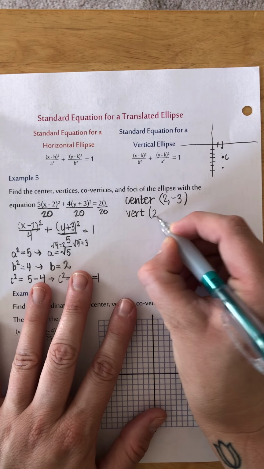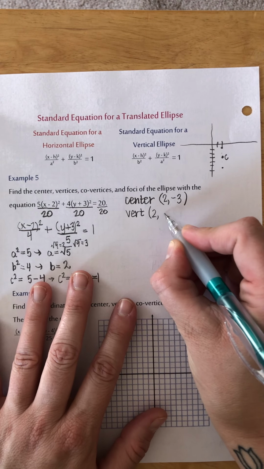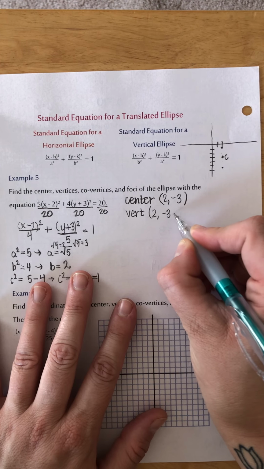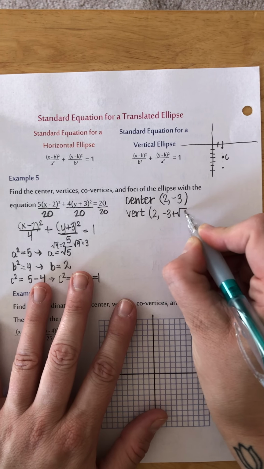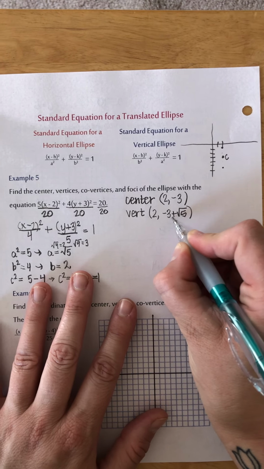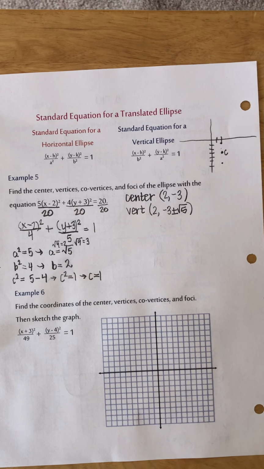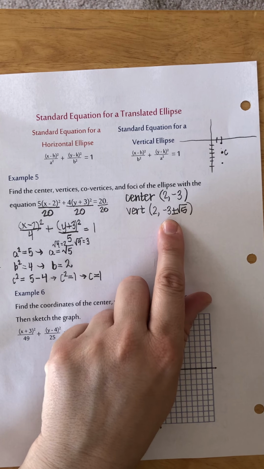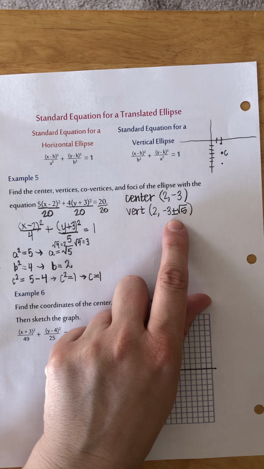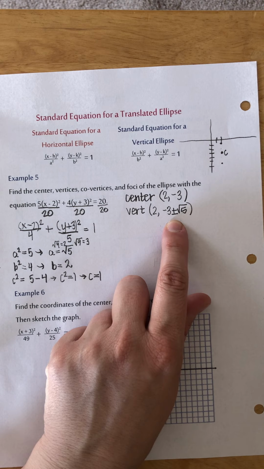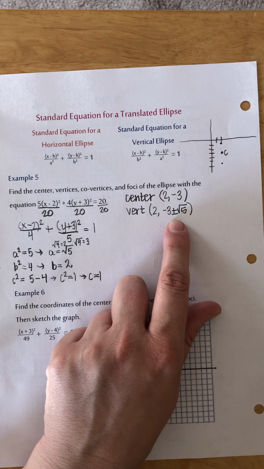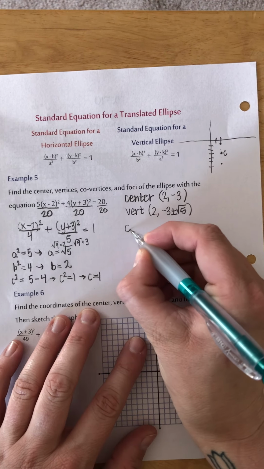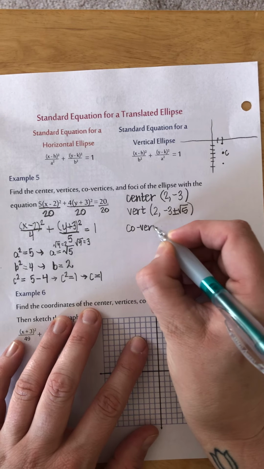So the 2 is going to remain the same, but I'm going to take the -3, and I could be going up the square root of 5, or I could be going down the square root of 5. So I'm going to put plus or minus the square root of 5 with the y coordinate because I went up and down. Remember, y-axis goes up and down, so if I'm moving up and down, I'm going to change the y coordinate.